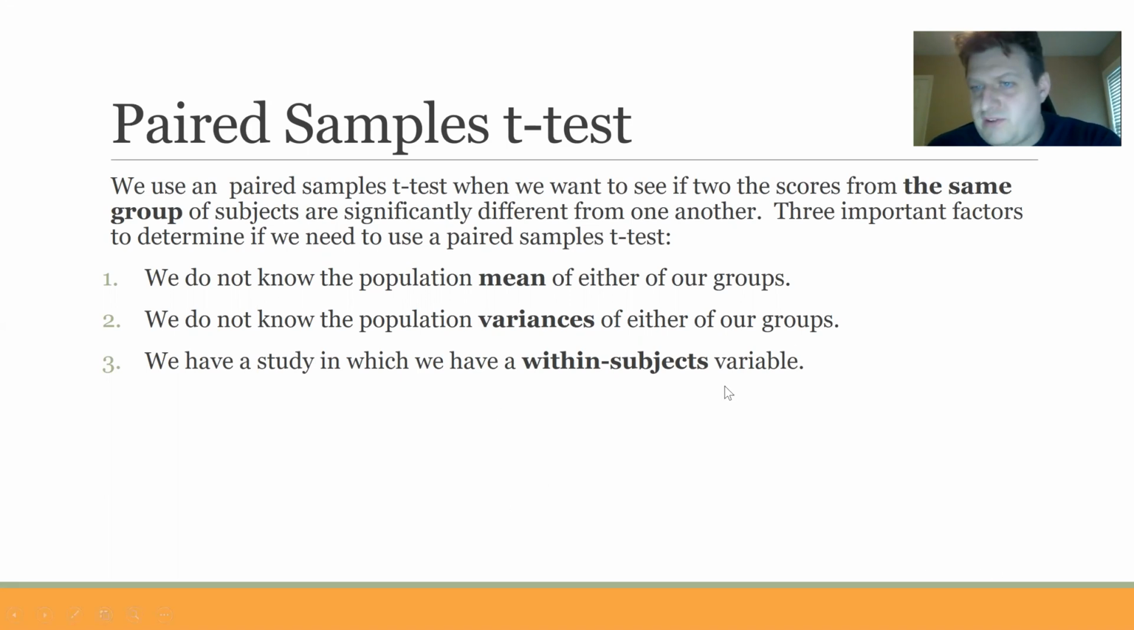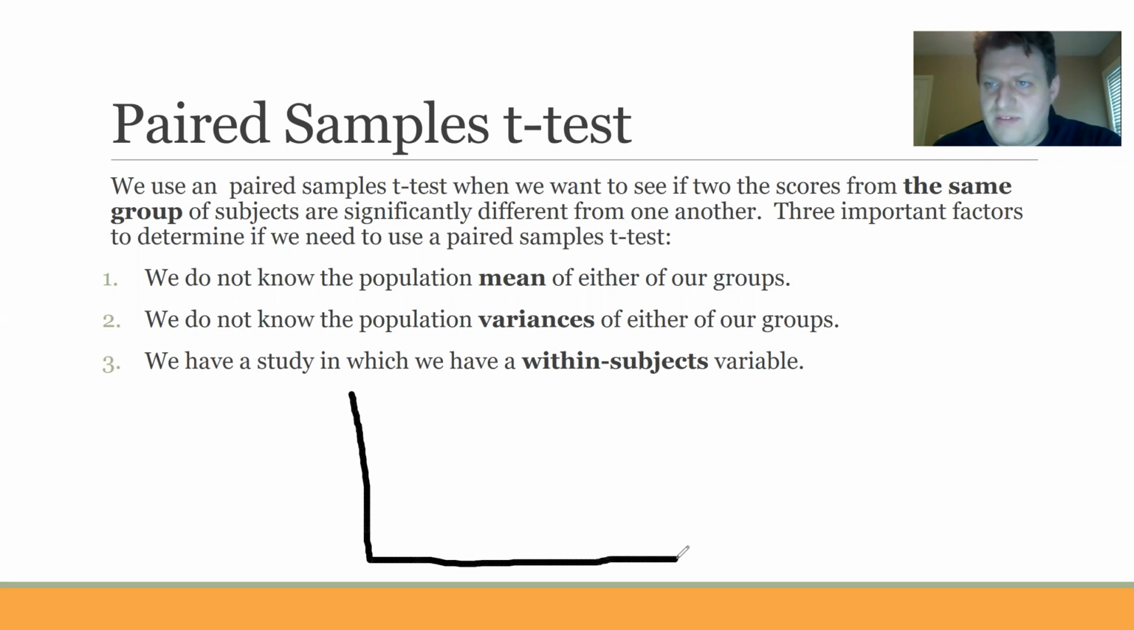So we don't know the population means. We don't know the population variances of either of our groups. And we have a study in which we have a within subjects variable. So just like the independent samples t-test, we run into a problem. The problem is we don't know what the null sampling distribution is going to look like.